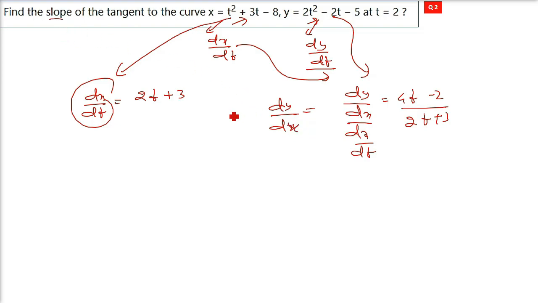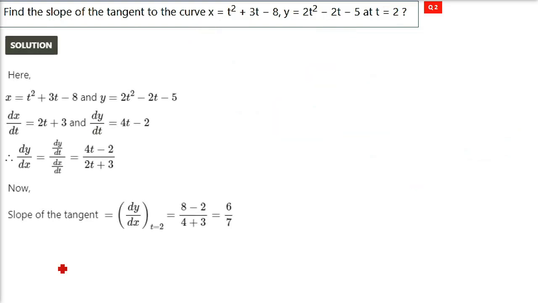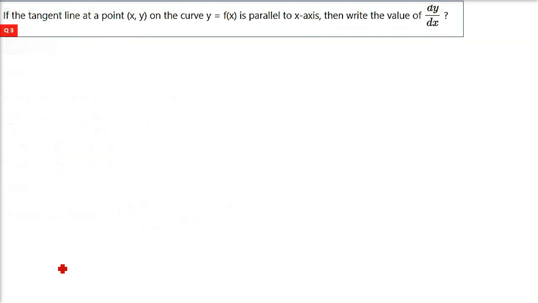What will be dy by dx? Because this is the slope only. So 4 into 2 minus 2, divided by 2 into 2 plus 3. So 4 twos are 8, 8 minus 2 is 6 in the numerator. 2 twos are 4, 4 plus 3 is 7. So what do you get? 6 by 7 as the slope of the tangent. So this is the reference solution for you. It's quite a straightforward and easy question. I hope you'll be able to do it by yourself.